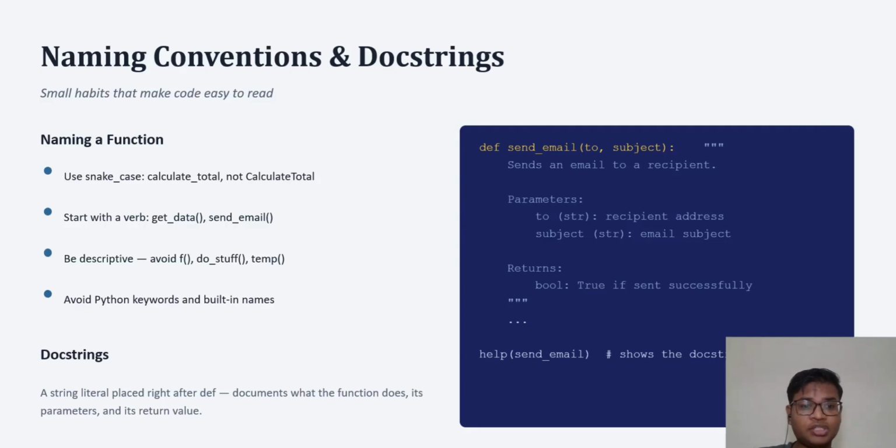And the second thing is the docstring. What does it mean? It's a string literal placed right after def, which documents what the function does, its parameters, and its return value. That's the meaning of the docstring. If you just see here, we have created a function def send_email(to, subject, server). Those are the parameters, and these are the docstrings. That documents what the function does, its parameters, and its return value. Okay, all these things tell about using a docstring. So these are the definition of a docstring. I hope you clearly understand. Okay.